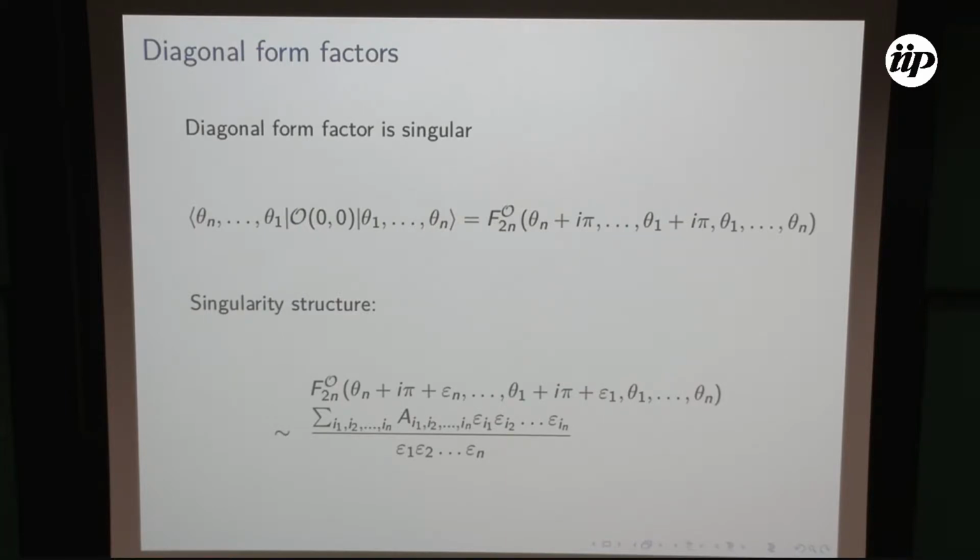A bit tricky situation is again these diagonal form factors. When you have the same particles going out or coming in, you have these i-pi shifts then, and you're sitting on all the kinematical poles, and it's really singular. So the question is how can you extract some meaningful information from these diagonal form factors? If you shift these rapidities by small infinitesimal numbers, you can figure out the singularity structure. You have coefficients and these epsilons in the denominator and also some combinations in the numerator.